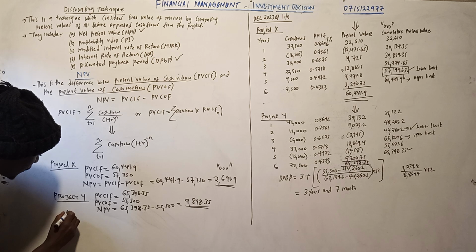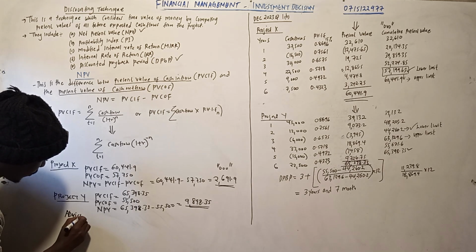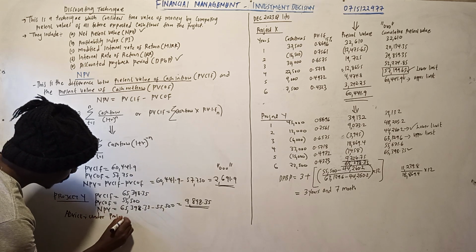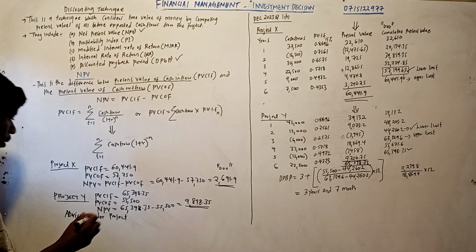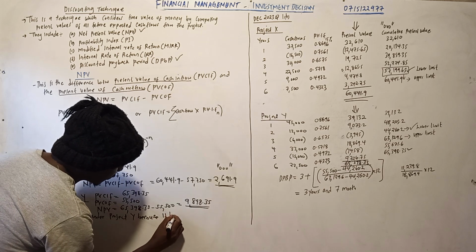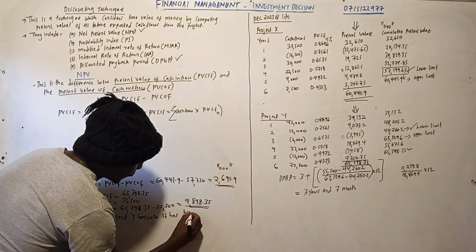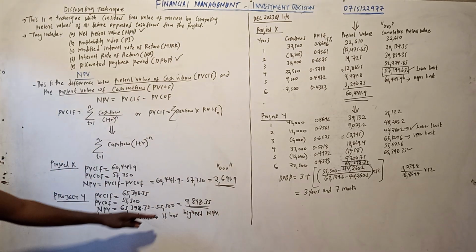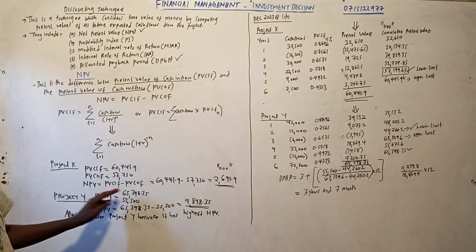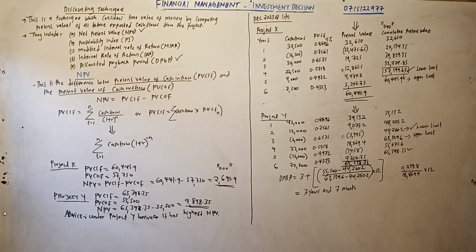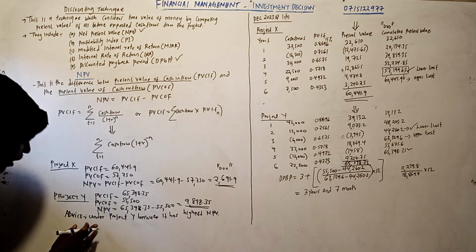So advice using NPV: undertake project Y because it has the highest NPV. So don't do X. Reject project X, but undertake Y. Supposed to be, I'm accepting. Let's use the word accept.